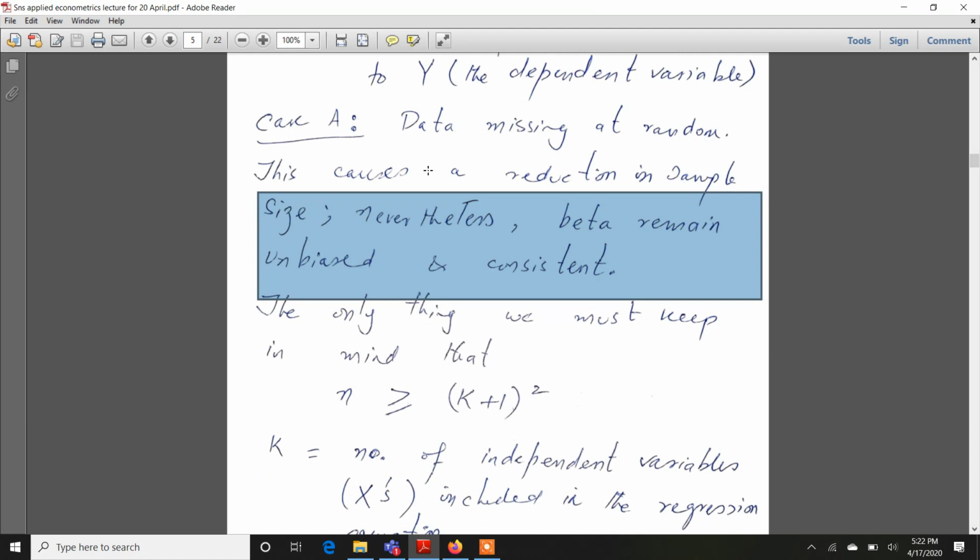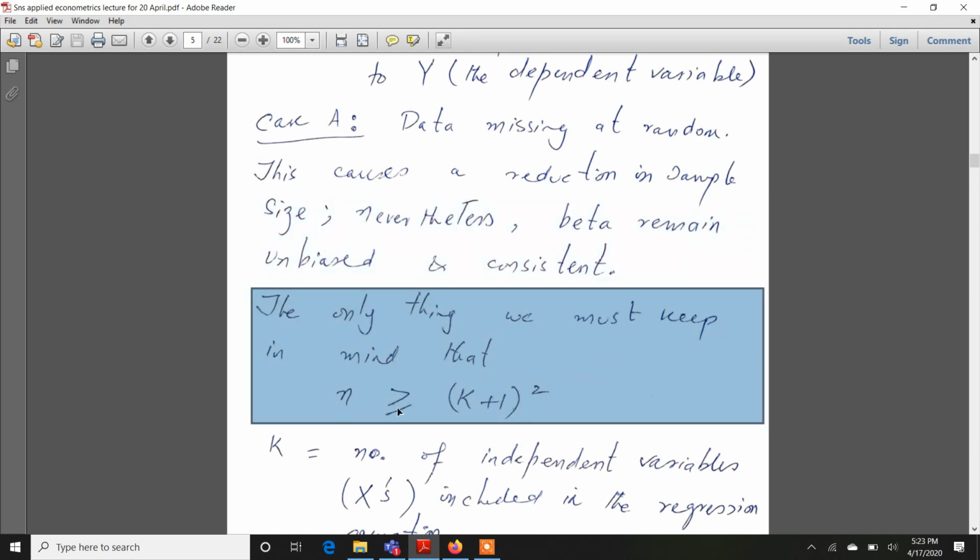So case A was data missing at random, and as I said, when the data is missing at random, there is no systematic error and beta remains unbiased and consistent. The only thing with a reduced sample size is that our sample size must be greater than or equal to (k plus 1) whole square. This is simply a rule of thumb for the minimum sample size required.